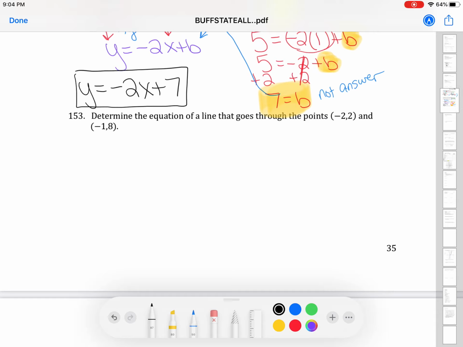I'd like you to pause the video right now and give this last one a try on your own. This is the last one we're going to do in this video. So determine the equation of a line that goes through the points negative 2, 2 and negative 1, 8.